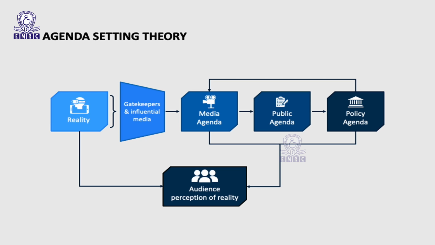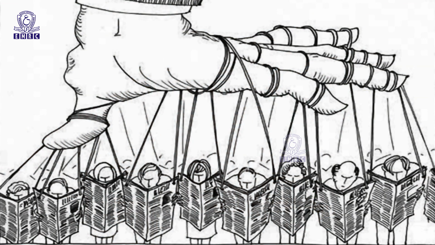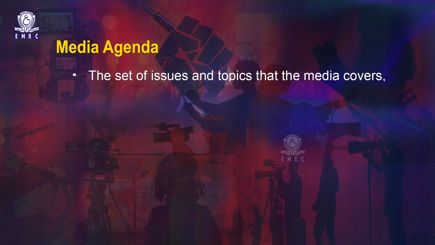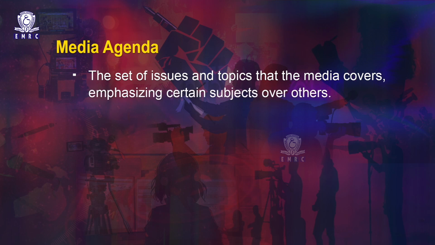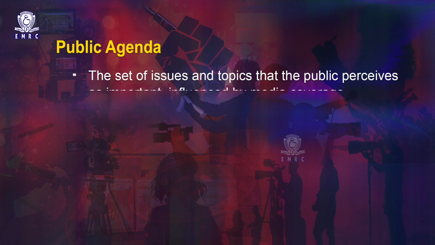Let's now understand about agenda setting theory in detail. Agenda setting theory is a communication theory that originated in the 1960s and was introduced by Maxwell McCombs and Donald Shaw. This theory explores the relationship between media and public agenda, examining how the media's selection and coverage of issues influence the public perception of what is important.